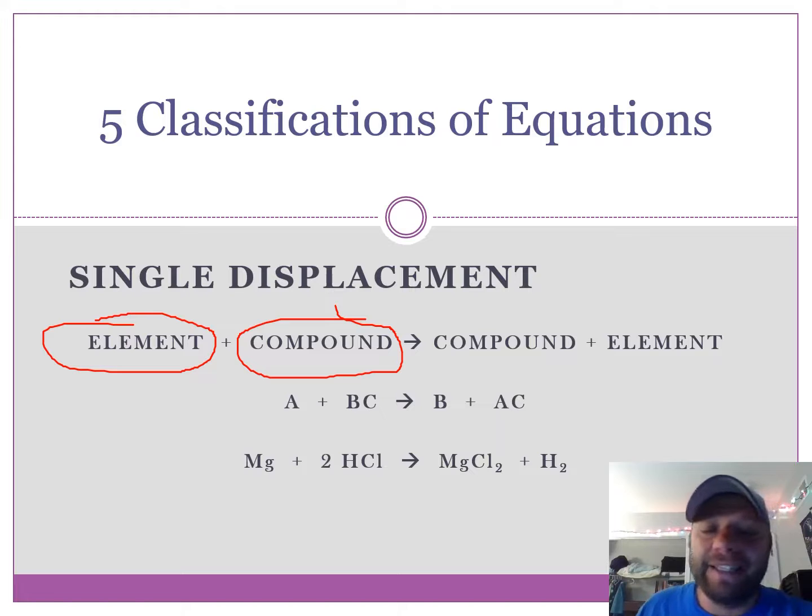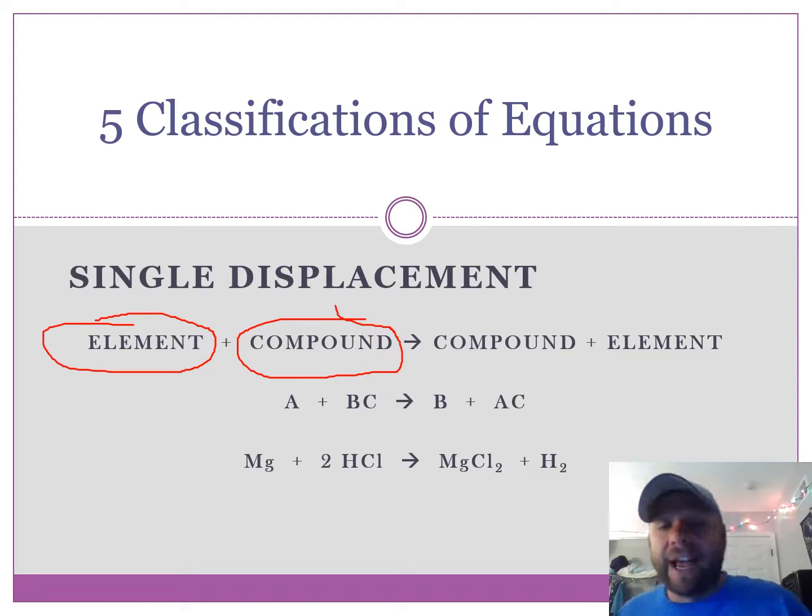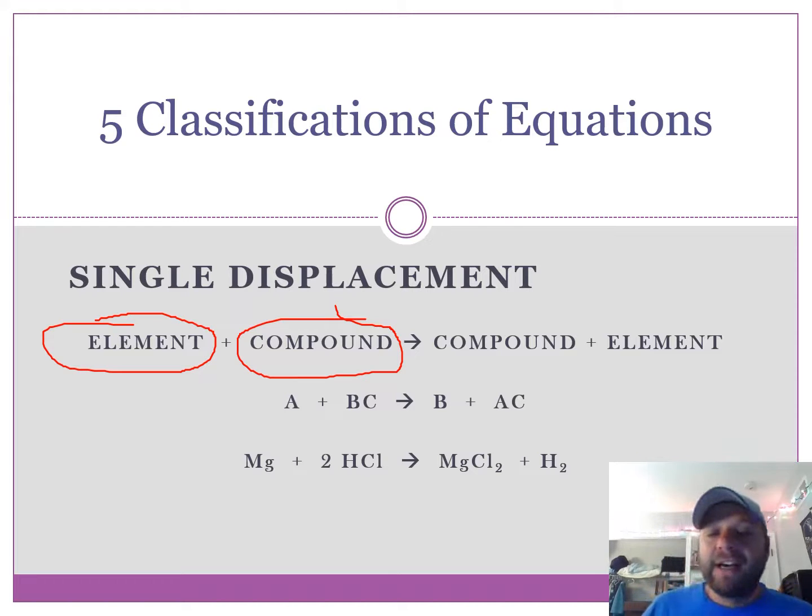So here I've got magnesium reacting with hydrochloric acid. This is a fun reaction, by the way. It creates a lot of hydrogen gas, and you can see it explode when we light it. I think we did it earlier this year. If not, bug me next year during the study hall or something.